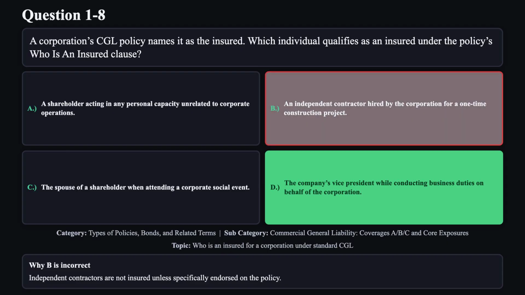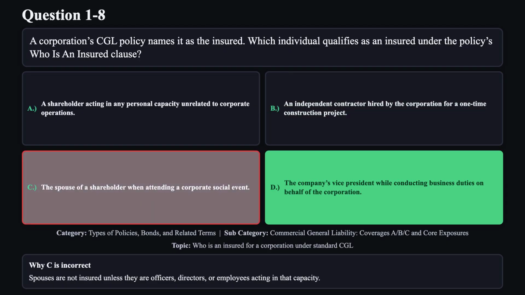Reason B is not correct. Independent contractors are not insured unless specifically endorsed on the policy. Reason C is not correct. Spouses are not insured unless they are officers, directors, or employees acting in that capacity.